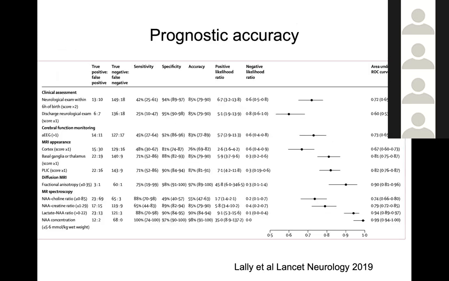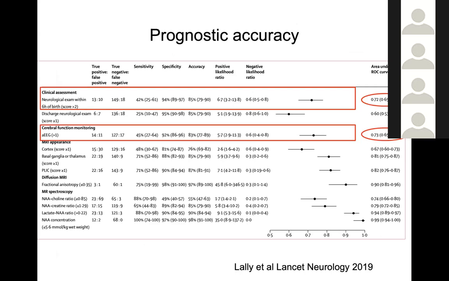Now, we looked at the prognostic accuracy most recently in the MARBLE study, and it's never going to be 100% accurate. The most accurate biomarker you have after HIE is, of course, MRI scan and MR spectroscopy. But if you do a good standardized neuro exam within 6 hours of birth, you've got an area under the curve of 0.72 for predicting adverse outcome, which is very similar to what you get if you do cerebral function monitoring using amplitude-integrated EEG. So if you do a good neuro exam, you really don't need the CFM monitoring.